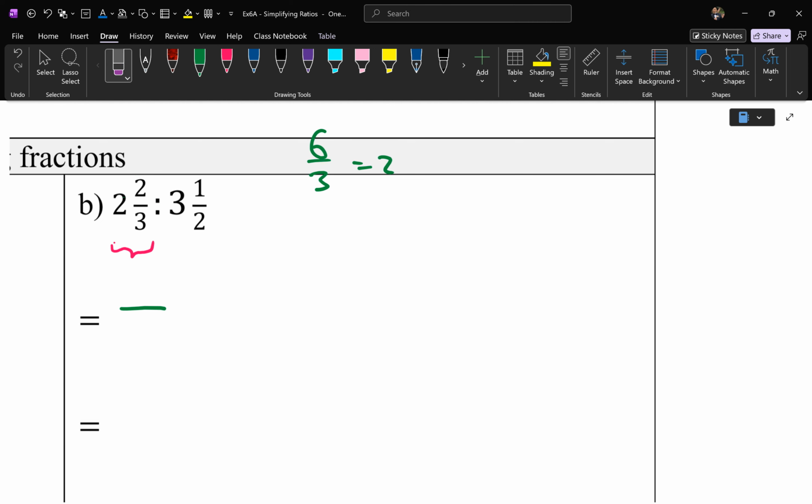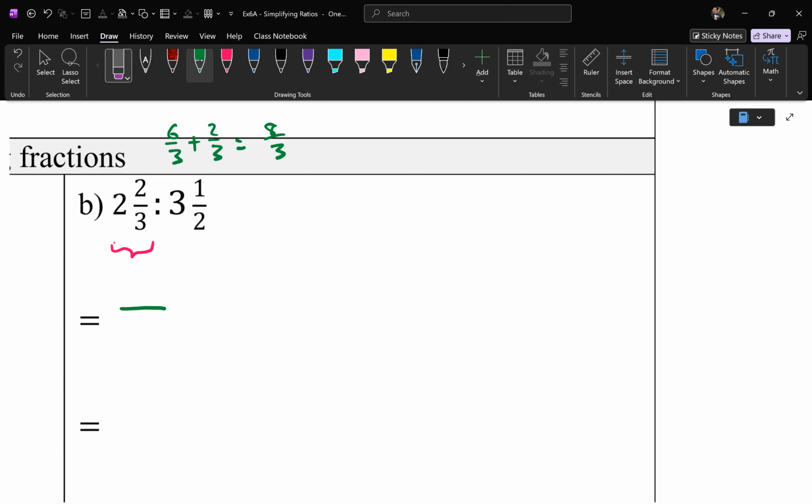So that extra 2, what do we do? Plus it. Very good. Because that's what it means. 2 wholes is 6 over 3. And you've got another 2/3. So if you add them together, 6 over 3 plus 2 over 3 gives you 8 over 3.